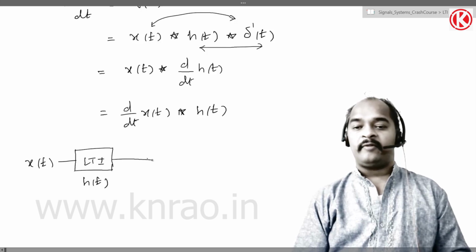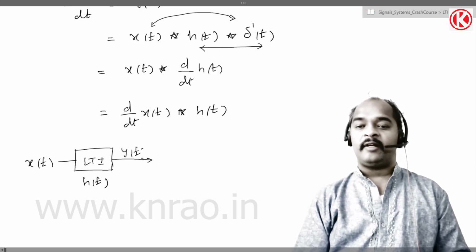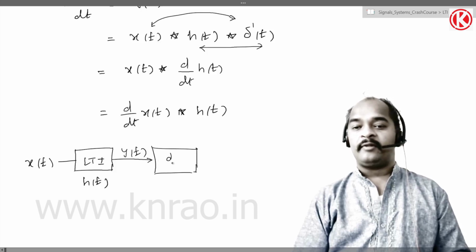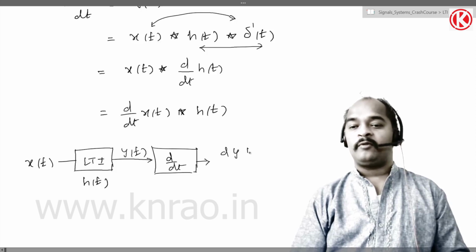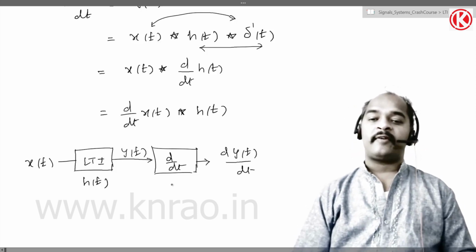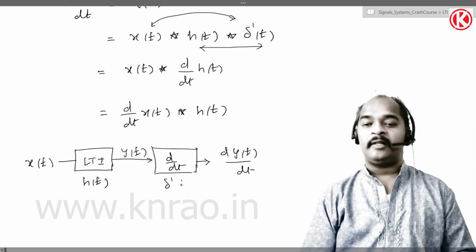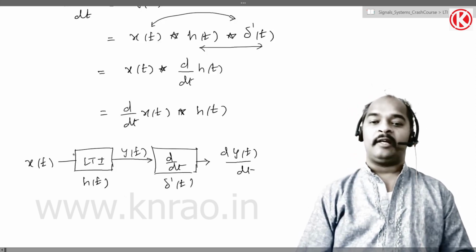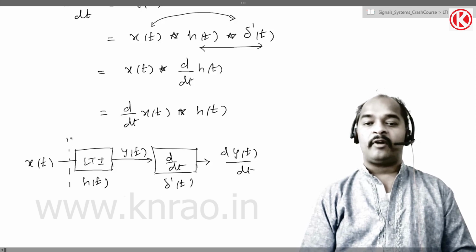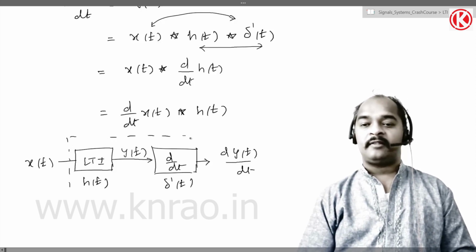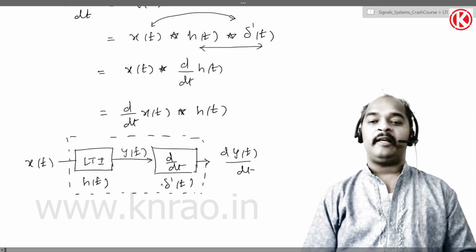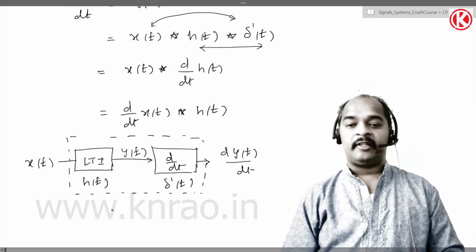So we get y of t, and this y of t is passed through a differentiator. The final output would be dy of t by dt. This differentiator will have what as the impulse response? Delta dash of t. So what will be the overall impulse response of this system, the dotted system, because we have a cascade of an LTI system followed by a differentiator.